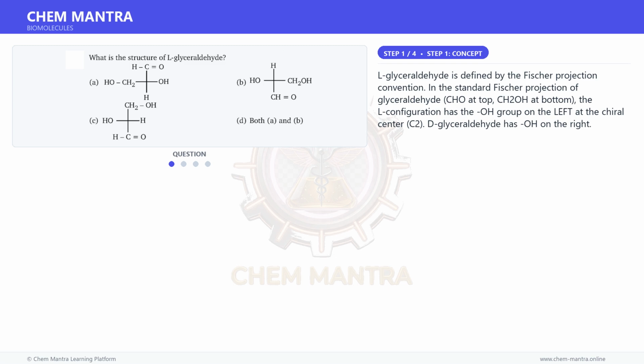In the standard Fischer projection of glyceraldehyde, CHO at top, CH2OH at bottom, the L configuration has the OH group on the left at the chiral center, C2. D-glyceraldehyde has OH on the right.